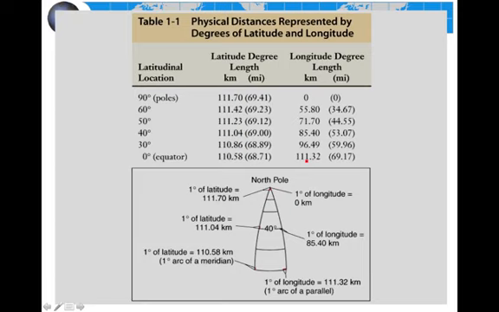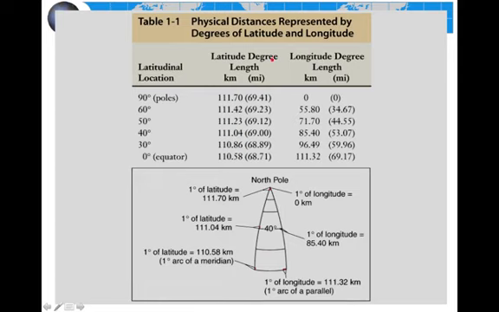Now, this is important when you want to make a representation of the Earth as a map. If you draw a straight line straight up, you get this blank space here. What do you do with that? I'll show you that in a couple of slides.